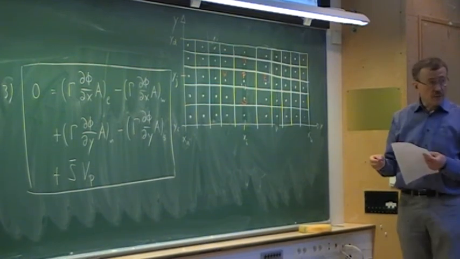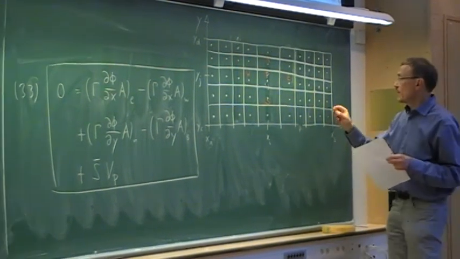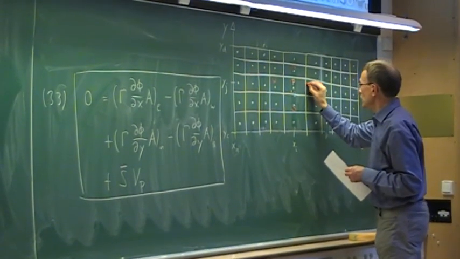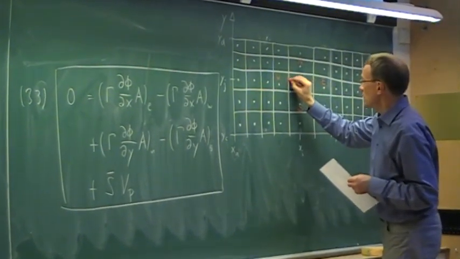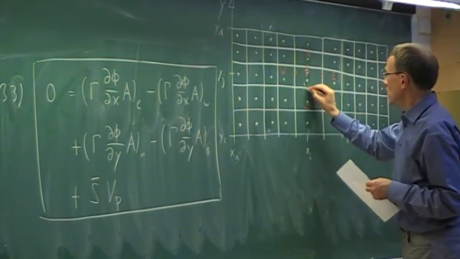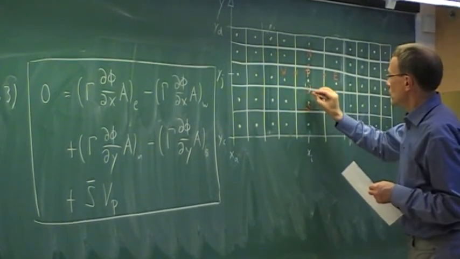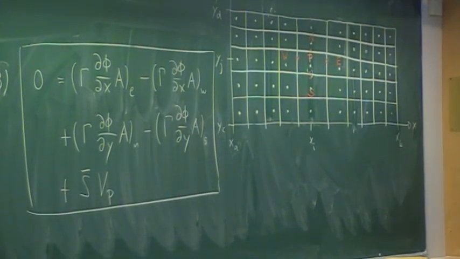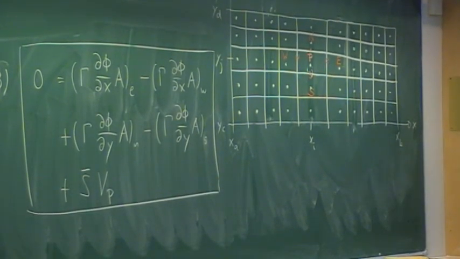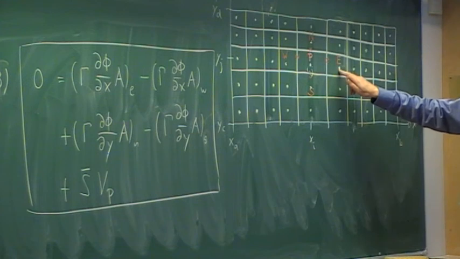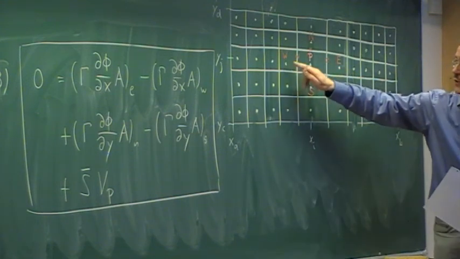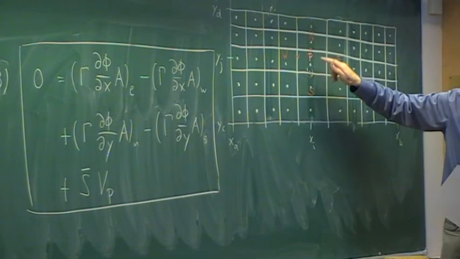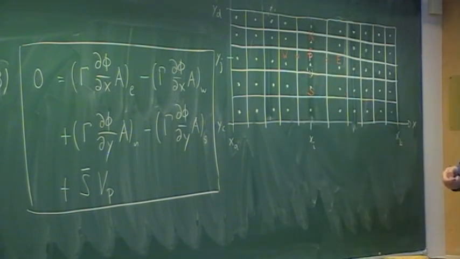And regarding the faces, they have small letters. So here it would be lowercase e, lowercase w, lowercase n, lowercase s. So they are the faces. And the indices, if we want to do that now, it is easy. This is i plus 1, j; this is i minus 1, j; i, j plus 1; and i, j minus 1.